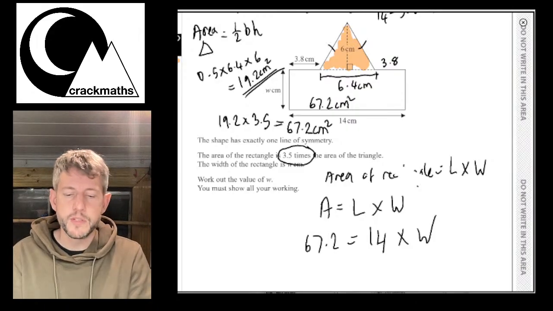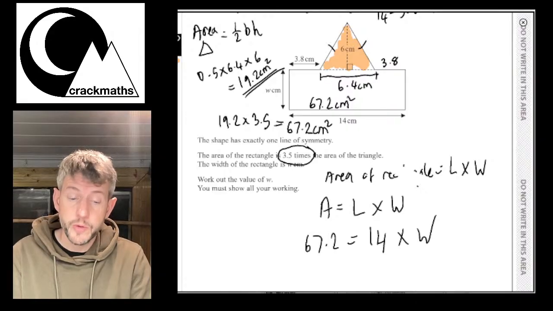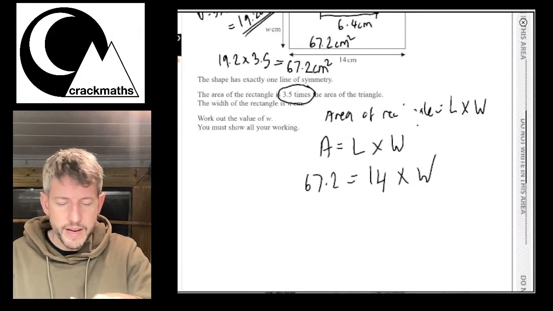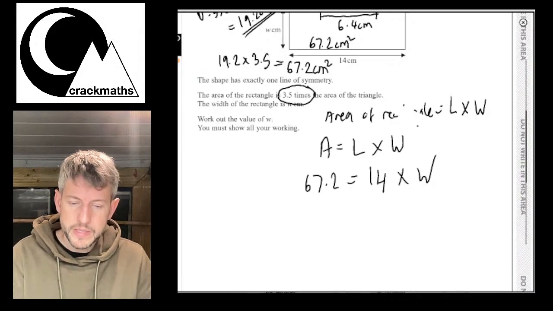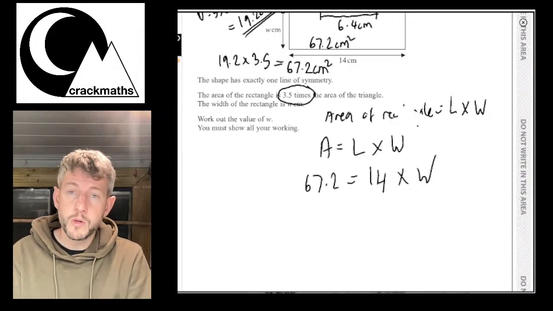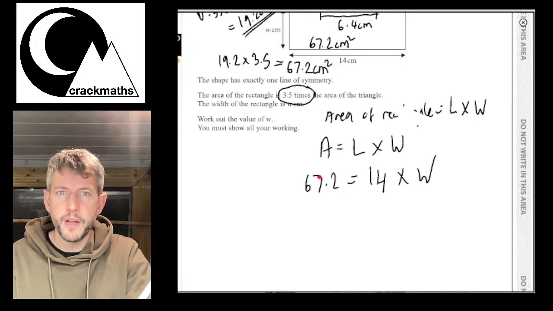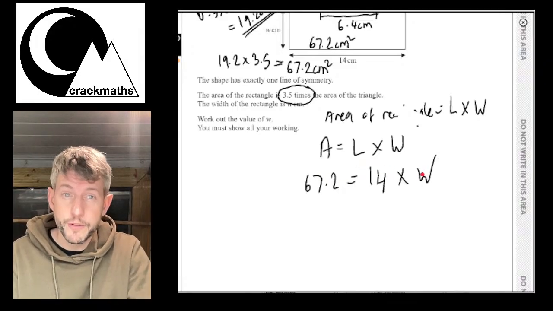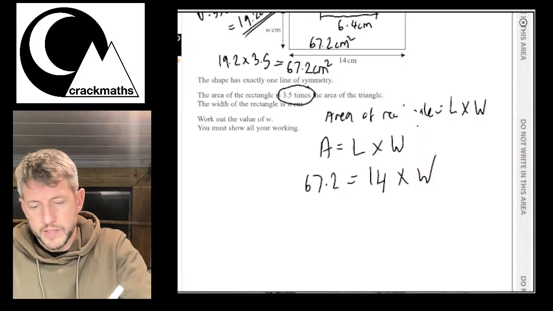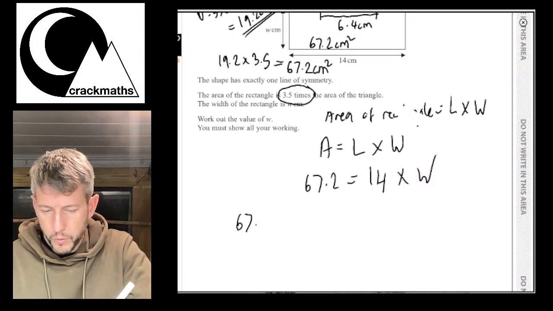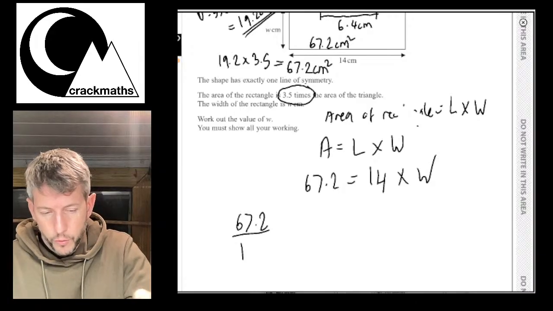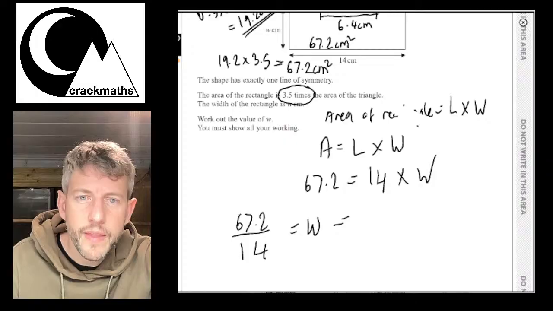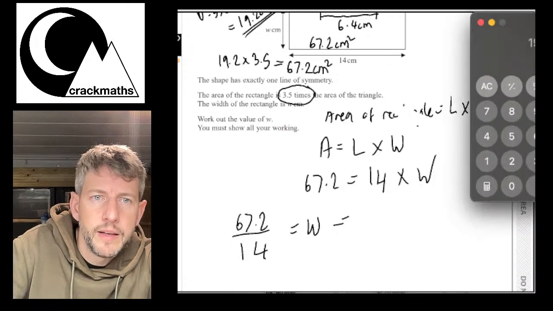Okay, so what we've got to do here is we've got 67.2 equals 14 times W. I need to rearrange this in order to find out what W is. If two things multiply together to give a third thing, which is the product, then the product divided by one of the other two things gives us the other thing. So we're going to do 67.2 divided by 14, and that will equal W. Okay, and then we can test it back later.